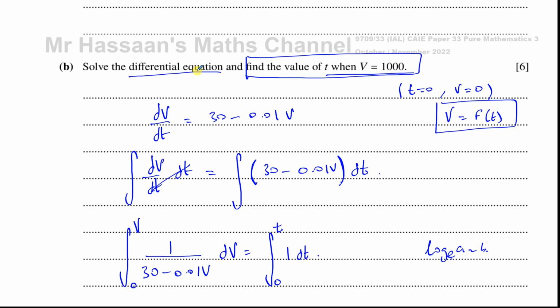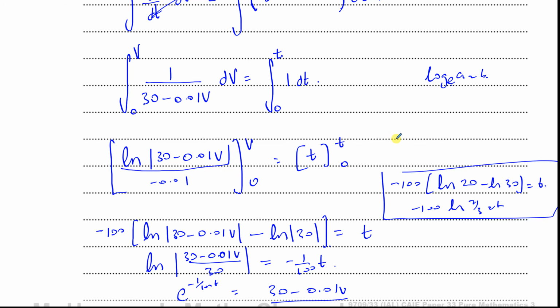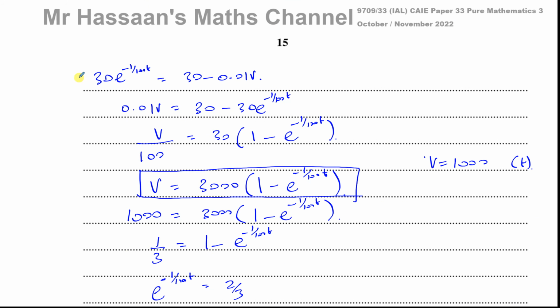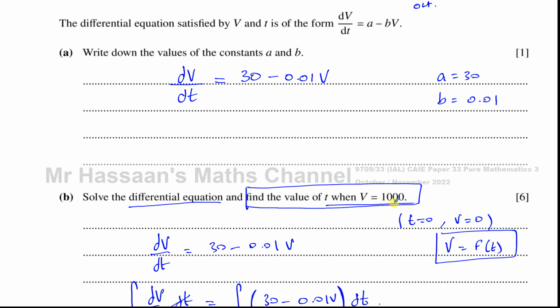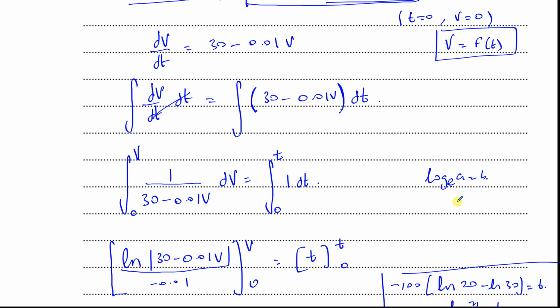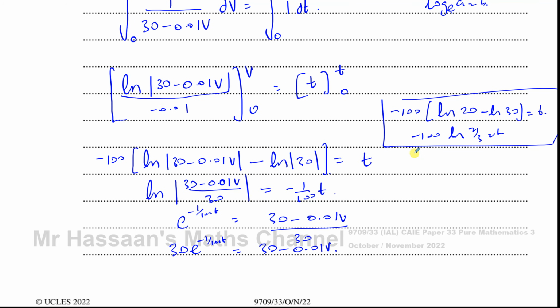As I said, for part B, just to be on the safe side, I actually solved the whole differential equation, and I ended up with this expression, and then I put 1,000 in it. If it just said find the value of t when v equals 1,000, what I would have done is at this stage just put v as 1,000 in this limit, and then you could find t almost immediately.